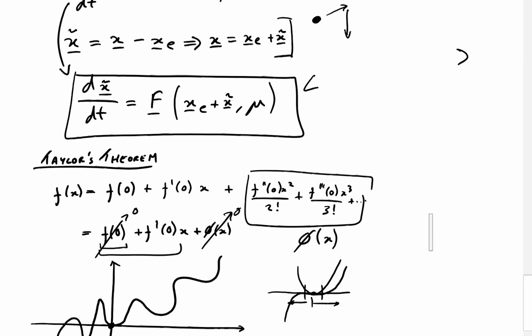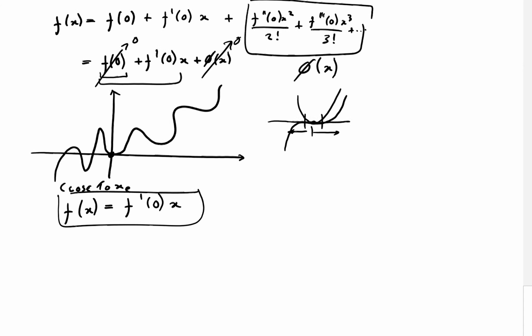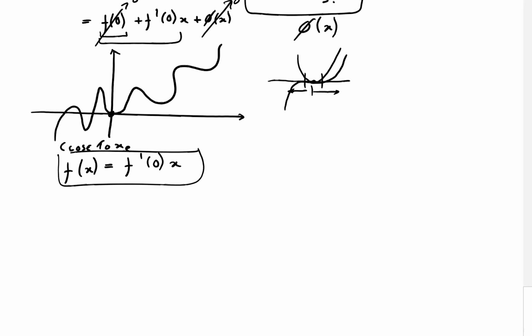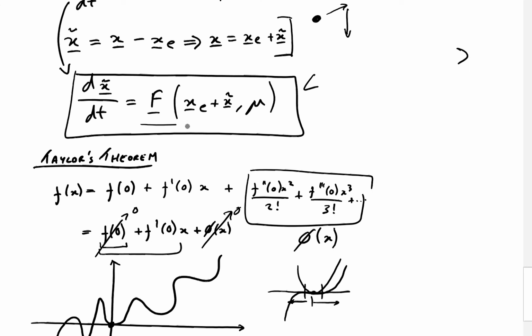So there's my Taylor's theorem there, looking a little neater. Now what I want to do is approximate f of x tilde plus xe, mu. All right, so I want to approximate this function.